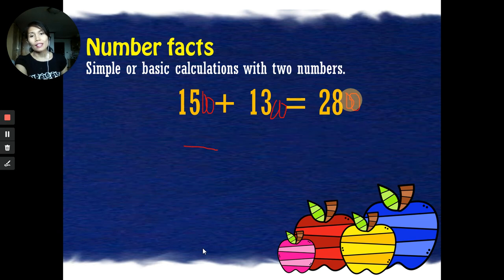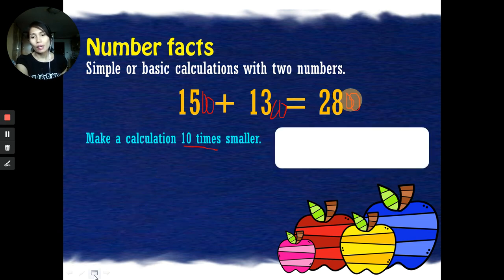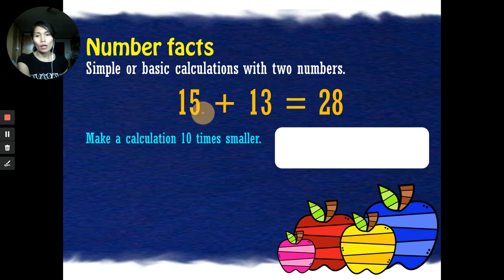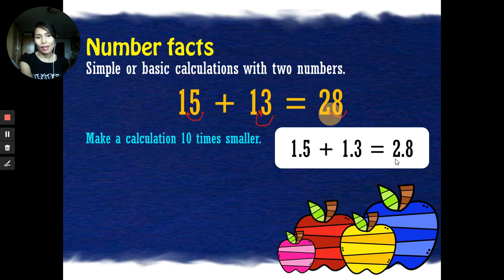Okay. Now let's try 10 times smaller. As I've said, we will divide by 10, but we don't need to divide here. We'll just move the decimal point to the left. Since it's 10 times smaller, we'll just move it one time. Remember, after the whole number, the decimal point is here on the right. So we'll move here, and move here. So it's 1.5 plus 1.3 equals 2.8. All right. We get it?